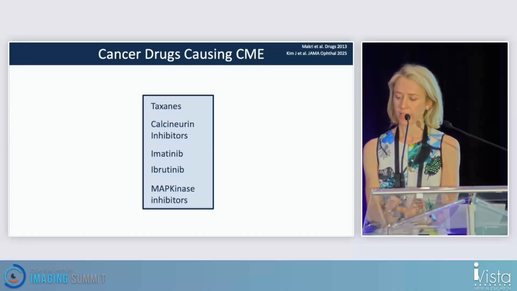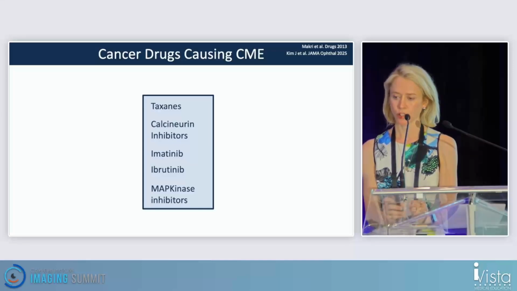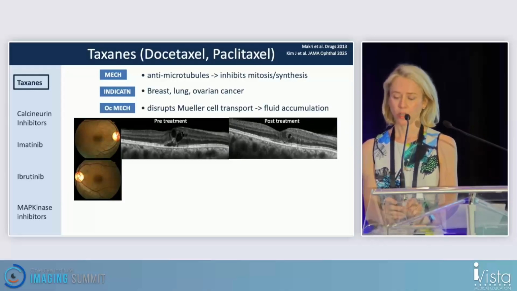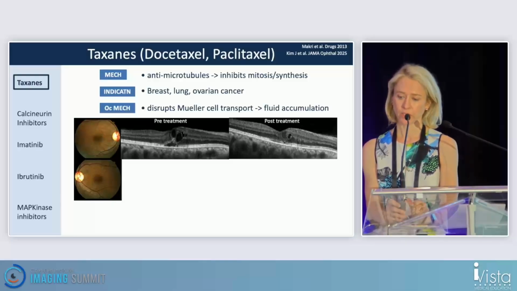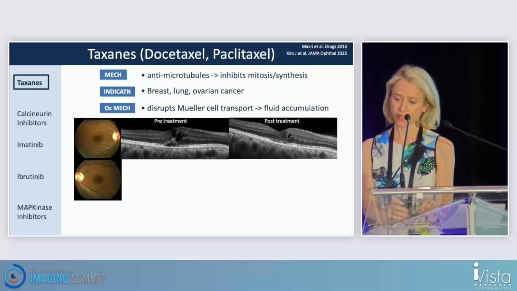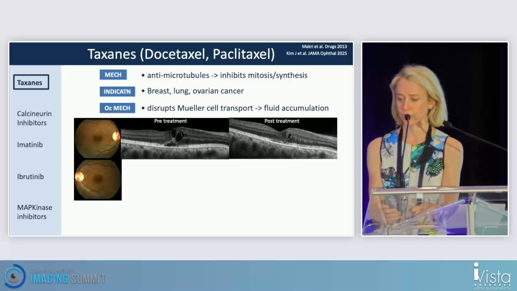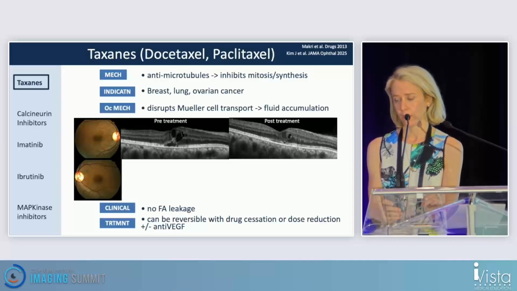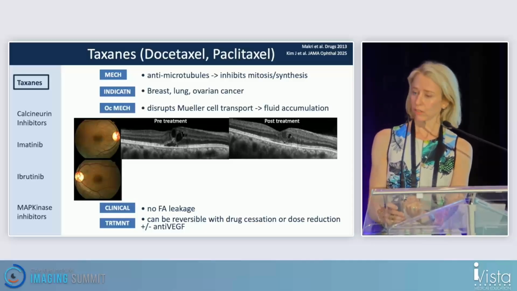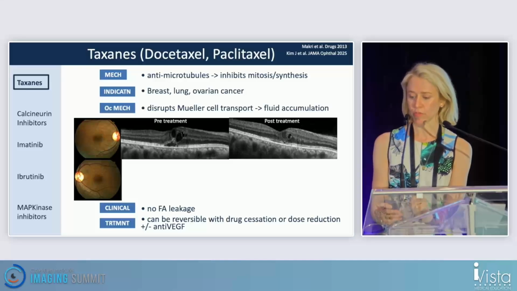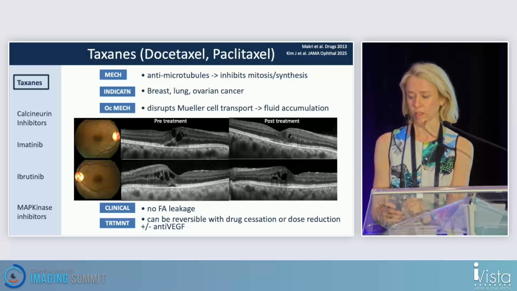I'd like to highlight these 5 groups of drugs which are known to give cystoid macular edema. We will breeze through these. You're probably familiar with the Taxols. These inhibit mitosis. They are largely used to treat breast cancer. They disrupt Müller cell transport, which results in fluid accumulation and CME. They get no leakage on FA. They can be reversible with drug cessation, but not always. And there are some reports, and I have some cases that have improved with anti-VEGF injections as well. This one did not improve.